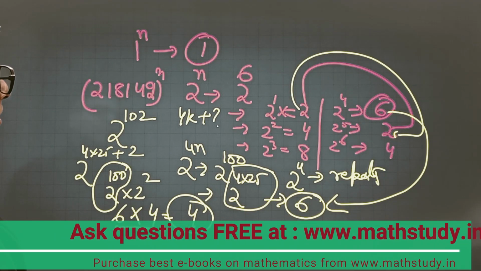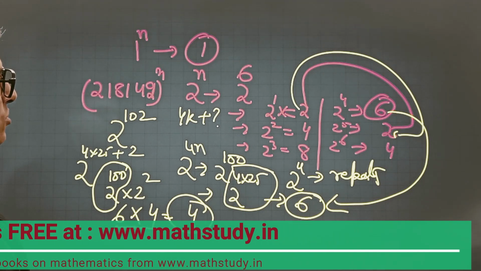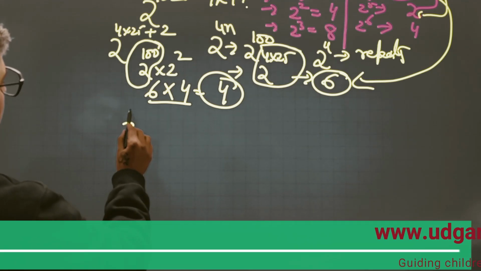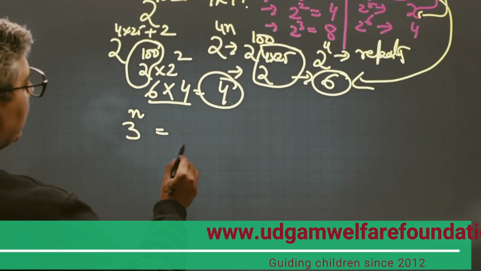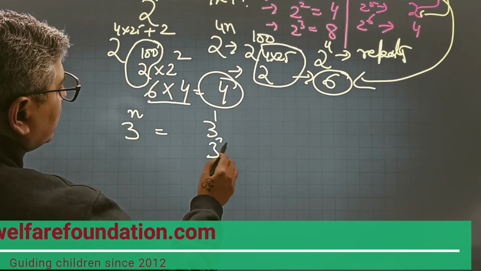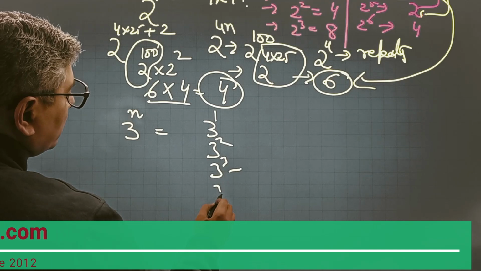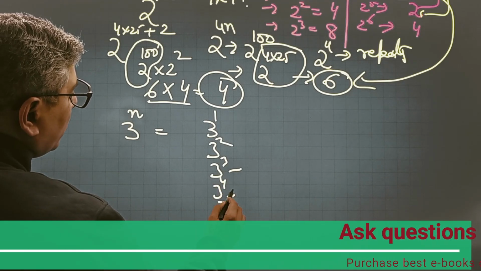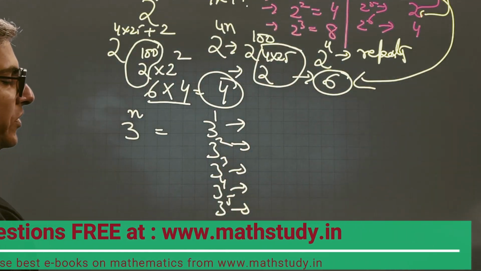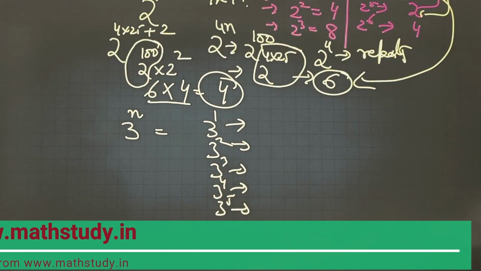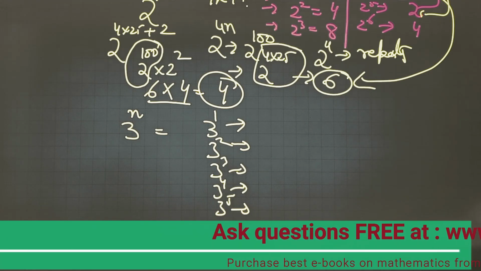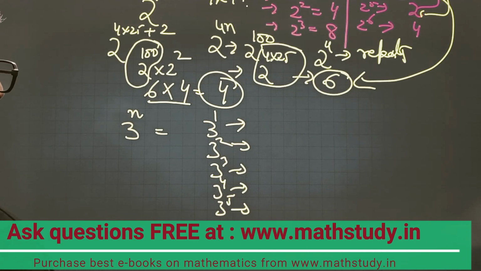Now let's take another number, that is 3 raised to the power n. Now let's understand 3 raised to the power n. Here we have 3 raised to the power 1, 3 raised to the power 2, 3 raised to the power 3, 3 raised to the power 4, 3 raised to the power 5. Let's check the pattern here, after which power the pattern is repeating itself, as we have seen in the case of 2 raised to the power something. Very simple. So let's understand this.